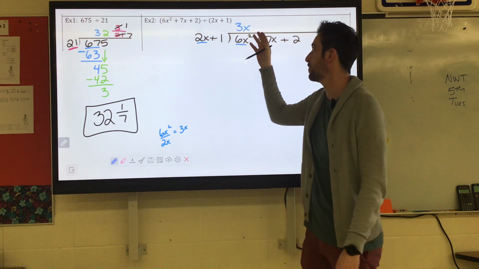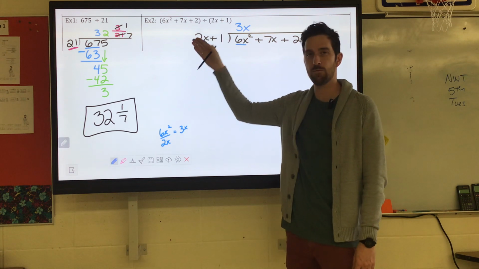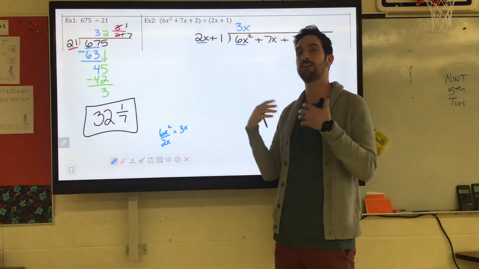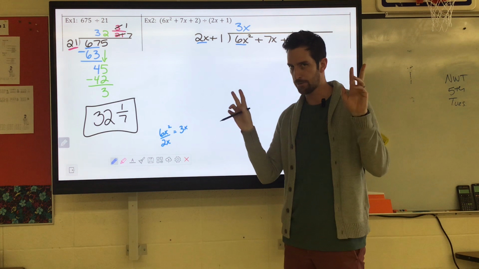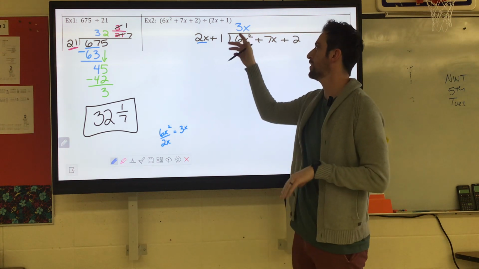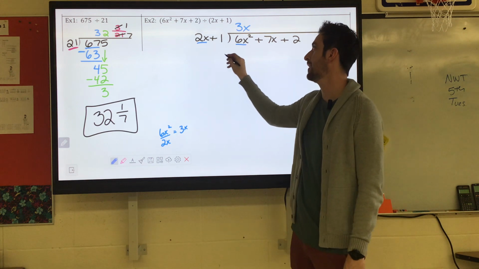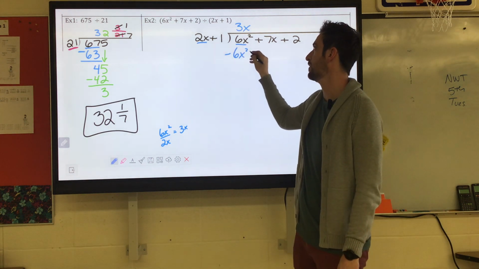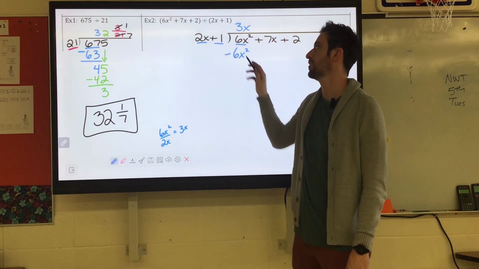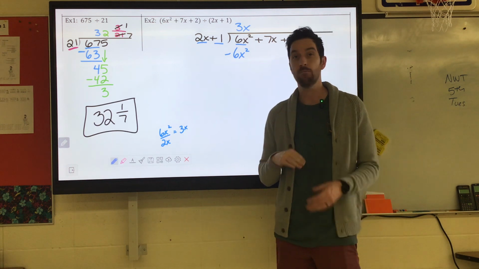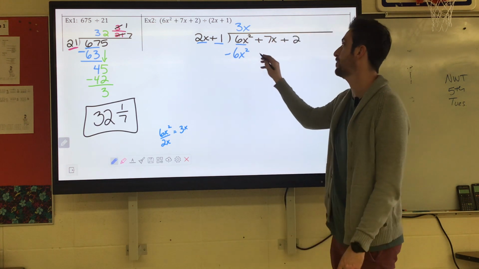I'm going to multiply the 3x times each of these terms out here. And I'm going to bring it down as its opposite, because we're going to subtract it, right? So 2x times 3x is 6x squared. I'm bringing it down as its opposite, negative 6x squared. I also have to do 3x times 1 is 3x. Bring it down as its opposite, negative 3x.